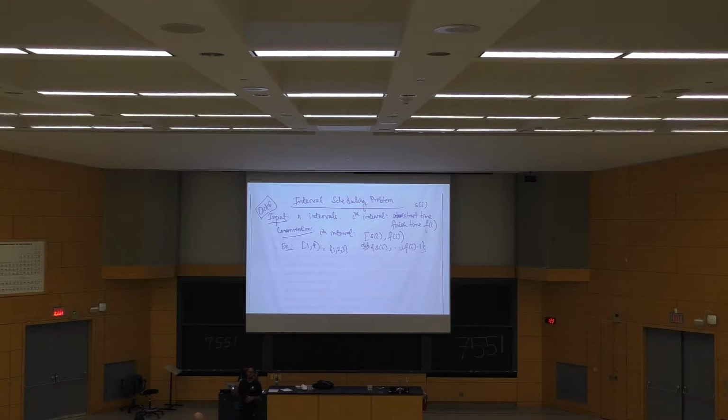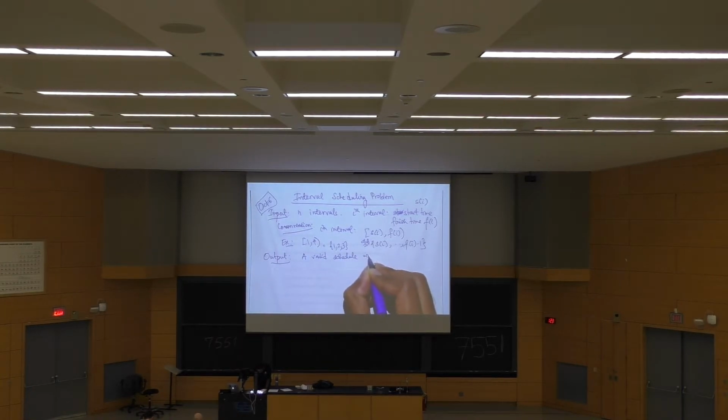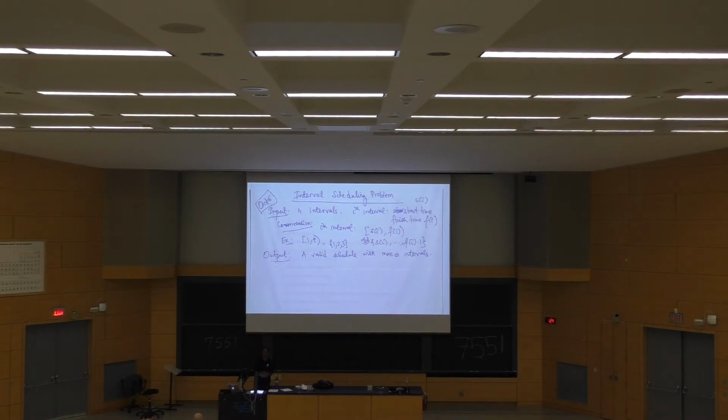It really doesn't matter. If you wanted, you can make it finish exactly at Fi. The algorithms that we're going to consider won't care. But for our discussion, we're going to assume it starts at Si, but actually has to finish by Fi minus 1. All right, so this is my input. And my output is a valid schedule with maximum number of intervals in it. Now I've not defined what a schedule is, what a valid schedule is, so let's do that.